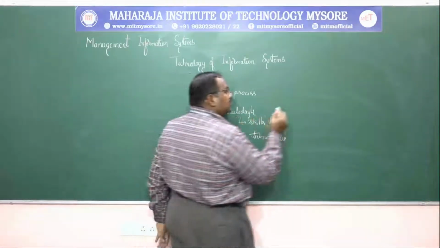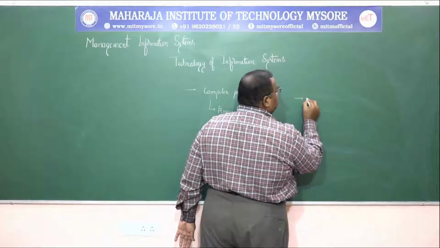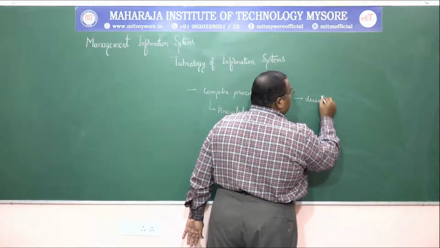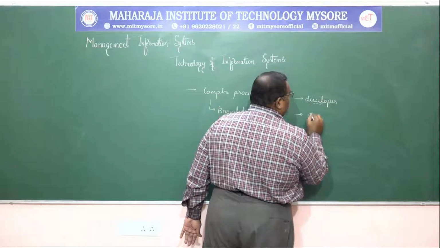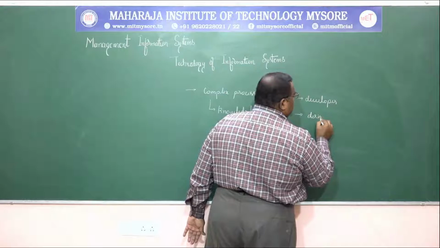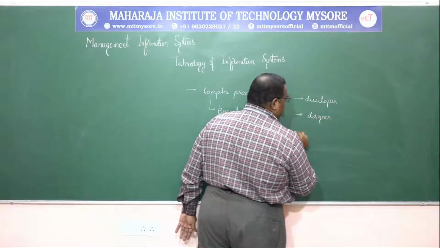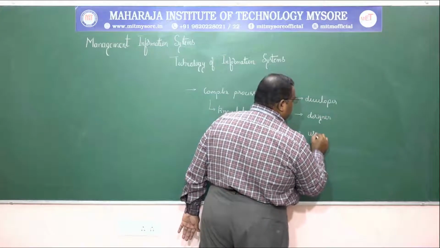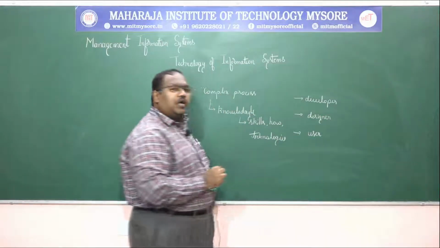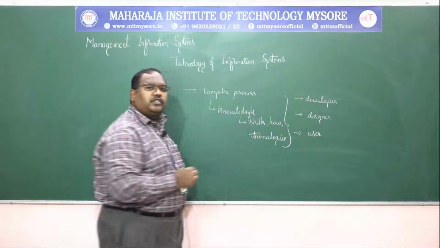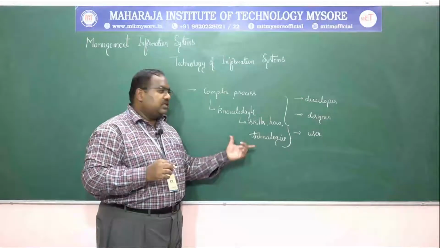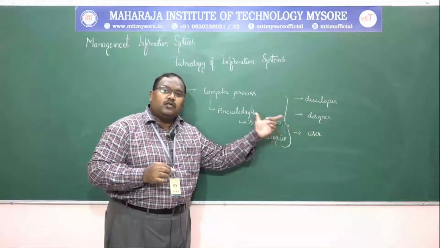So when we talk about these things, there are three entities. We call them the developer, the designer, and finally the user. Why all three persons are said to be knowledgeable persons, the reason is what we'll look into.